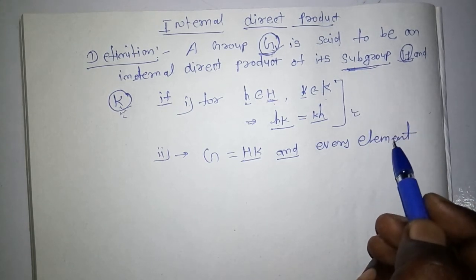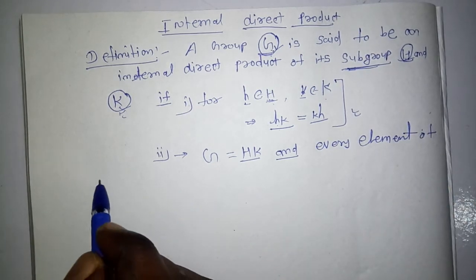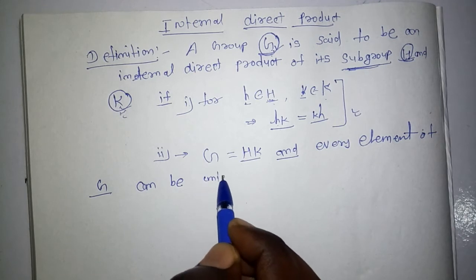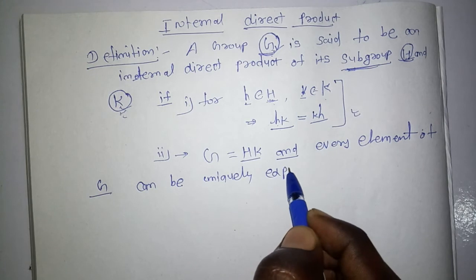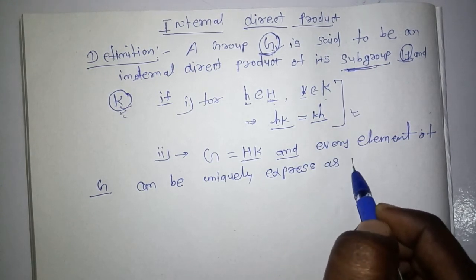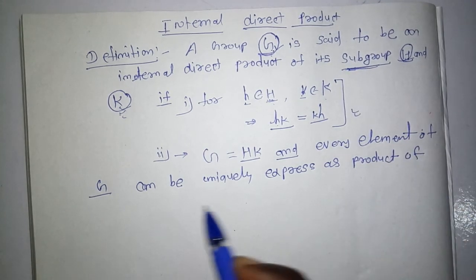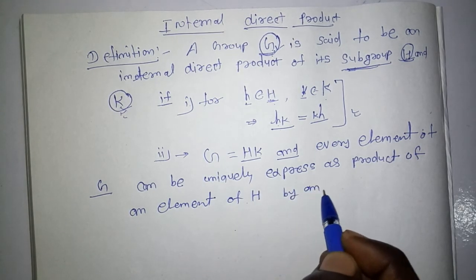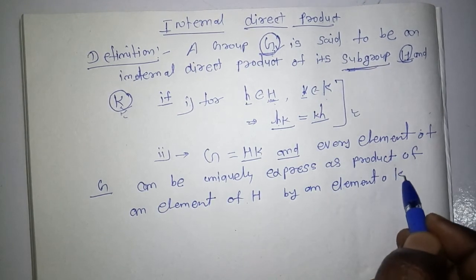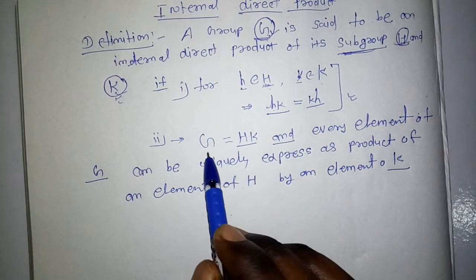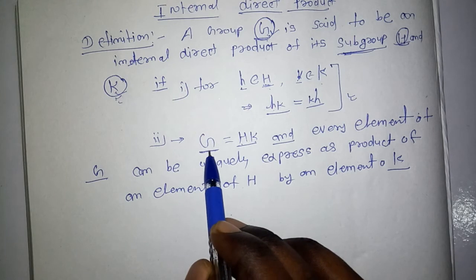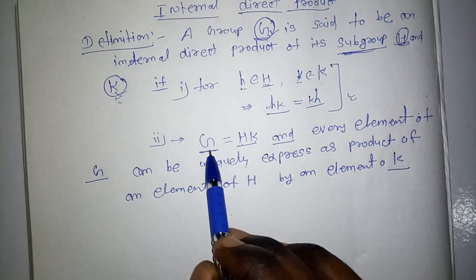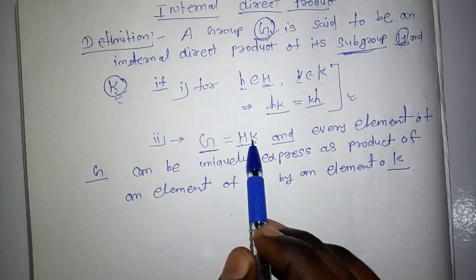element. Okay students, every element of G can be uniquely expressed as a product of an element of H by an element of K. Now you can understand, students, G is a group and H and K are subgroups of G, and then we can write that G is the internal product of H and K. So every element is written here as h and k according to group G. Okay, students.